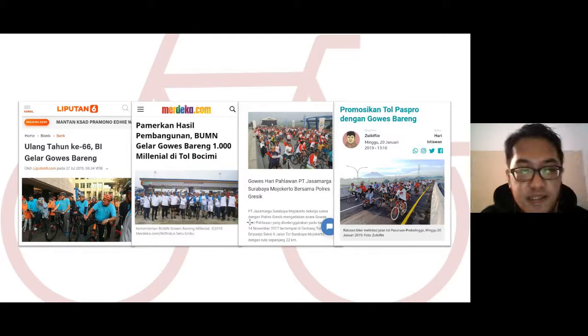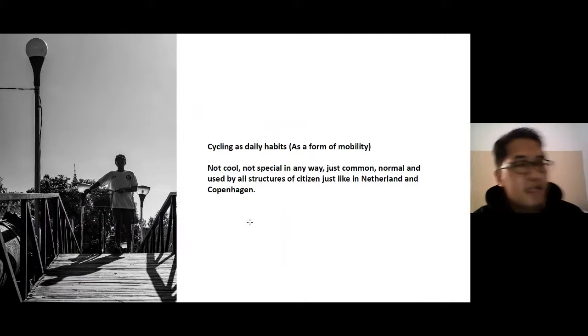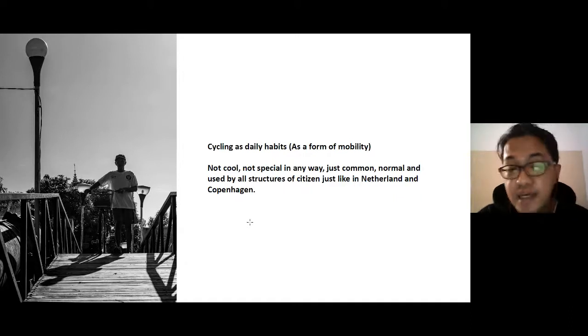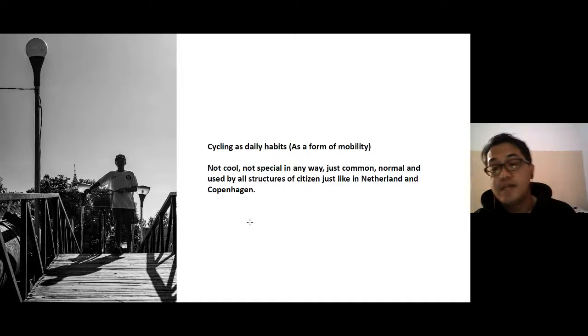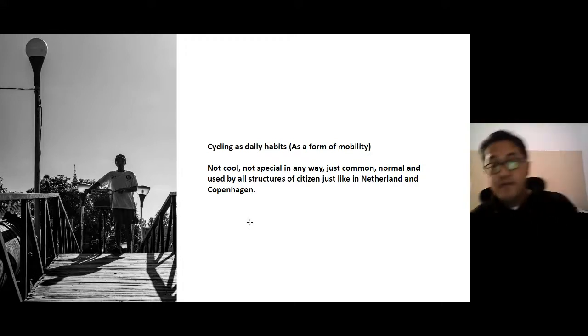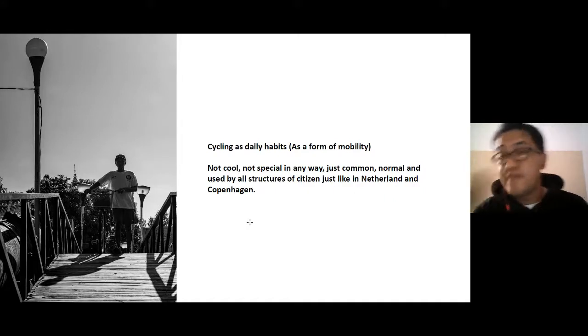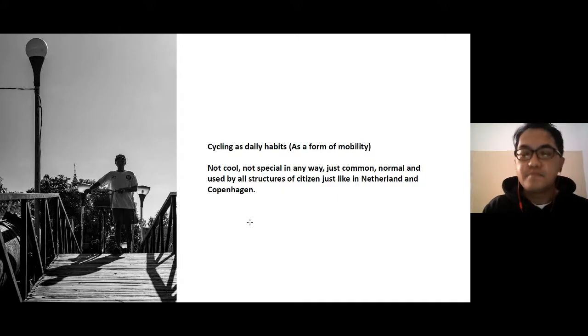Okay, next slide. So, what is actually normalizing cycling? The normal is cycling as a daily habit, as a form of mobility. It's not cool, not special in any way, just common, normal, and used by all kinds of citizens, just like in the Netherlands and Copenhagen. There we can see that the Prime Minister of Denmark and the Prime Minister of the Netherlands are all using bicycles to go everywhere. The lecturers, the students, the rich, and also the poor, they all use bicycles for their transportation. So there it is normal.